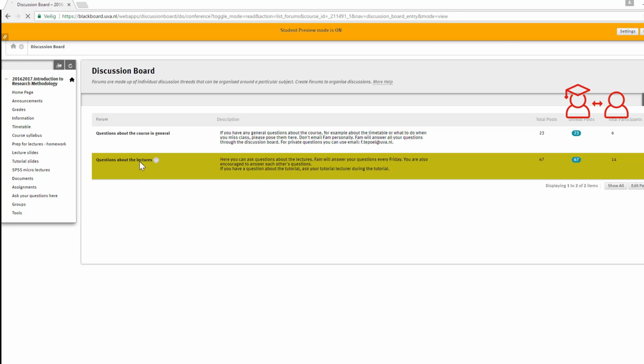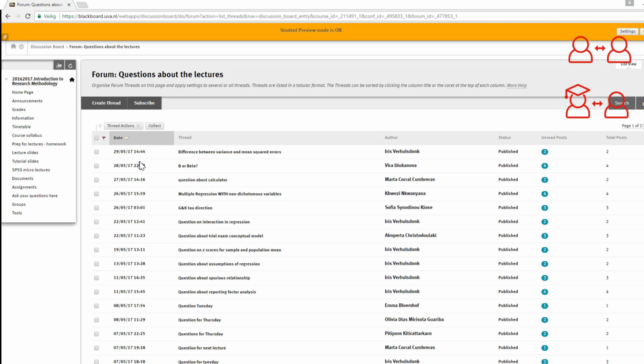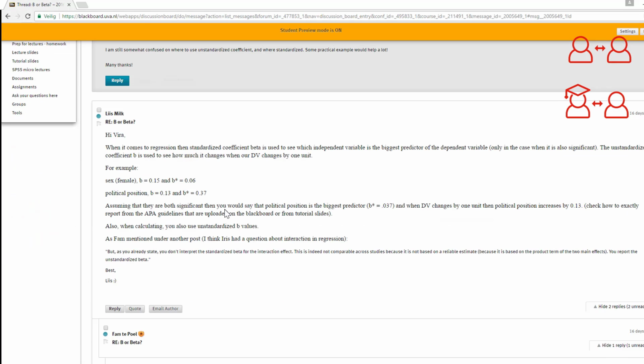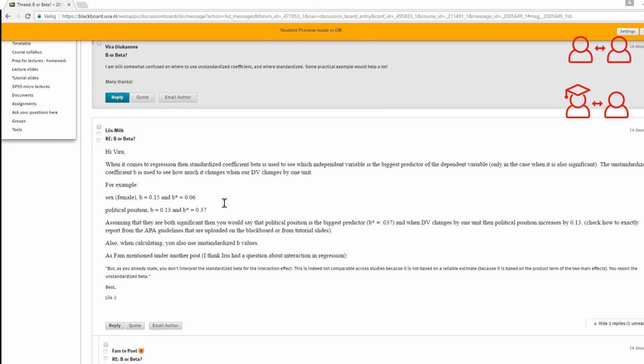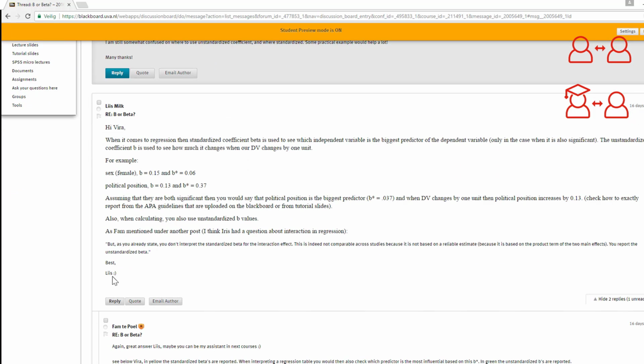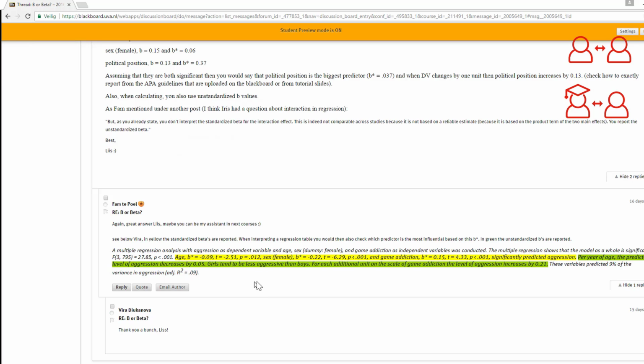In addition, I also encouraged them to answer each other's questions, which, as you can see here, also worked out nicely. Here is a question of a student, and then one of the other students, in this case Liz, gave an answer to the question of the previous student, and then I checked that and responded to that as well.